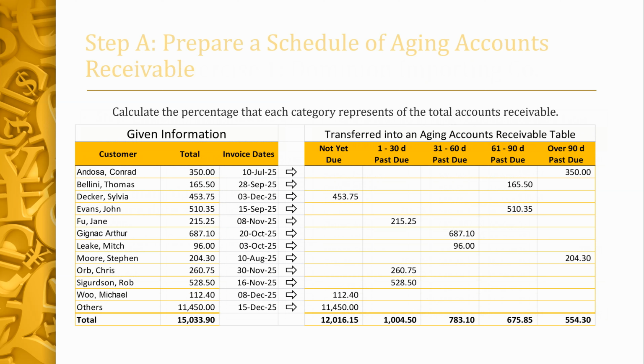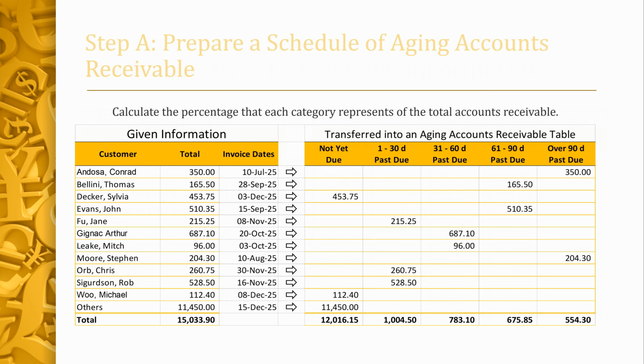$1,004.50 is 1 day to 30 days past due. These are all the amounts where the number of days since the invoice date is 31 days to 60 days, because remember, not yet due is actually 0 to 30 days. $783.10 is 31 to 60 days past due, so that is all the accounts where the number of days since the invoice date is 61 to 90, and so on.